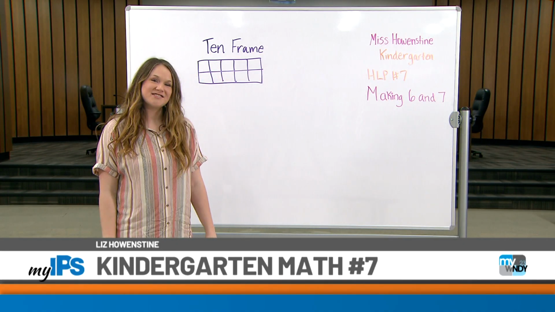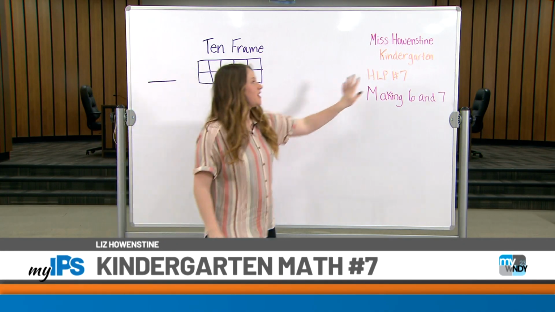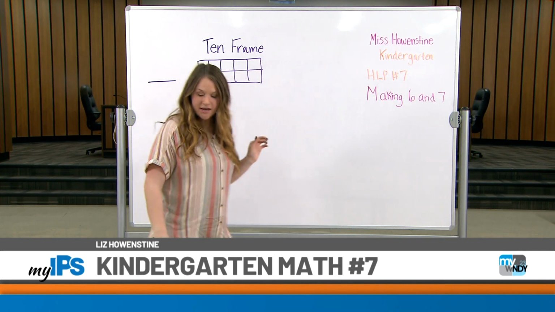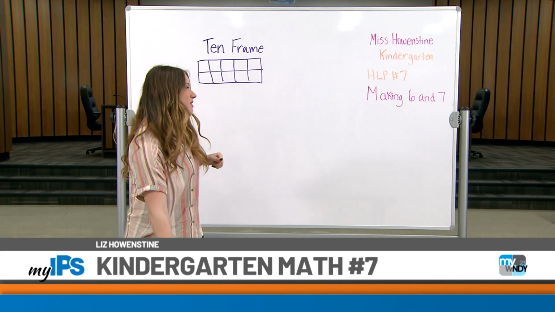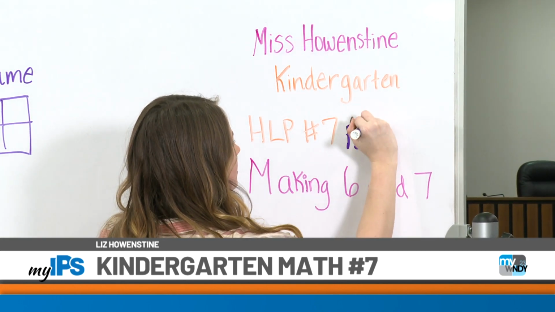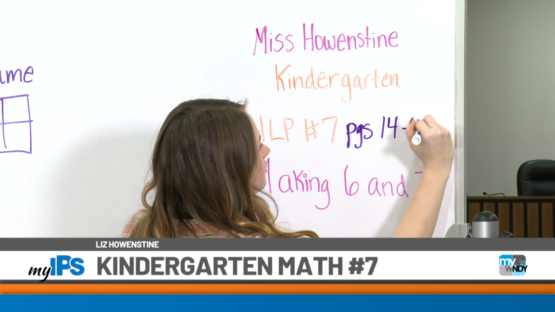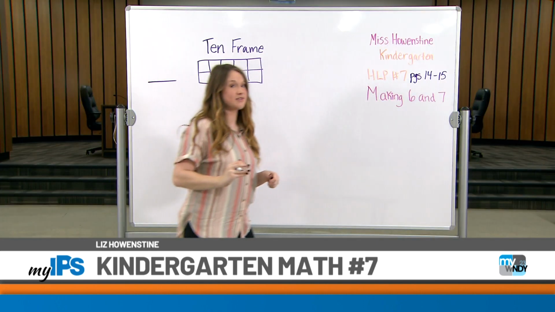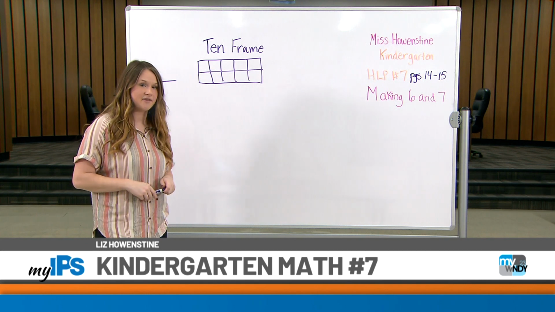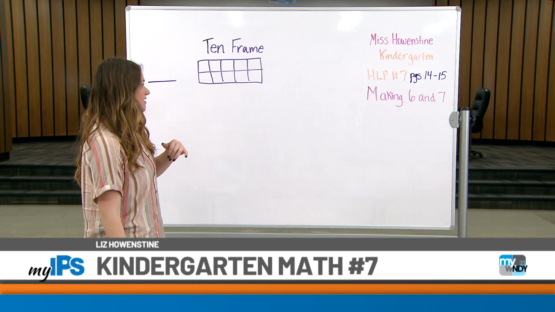Hi, it's Miss Howenstein, and today I will be teaching kindergarten math, and it will be in your home learning packet, and it's number 7, which is pages 14 to 15, okay? Pages 14 to 15. So if you want to go ahead and turn to those pages, you can follow along. So we are going to be making 6 and 7, the number 6 and the number 7 today.